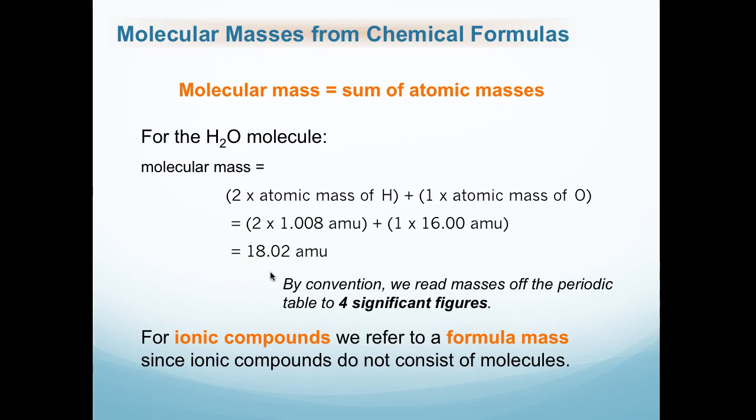If we are talking about just an element itself, we say atomic mass. If we're talking about a molecular compound or covalent compound, we say molecular mass. And then if we are talking about an ionic compound, we say formula mass, but they all mean the same thing and you go through the same process.